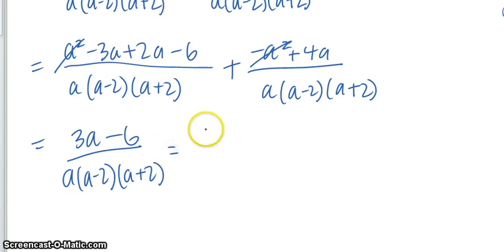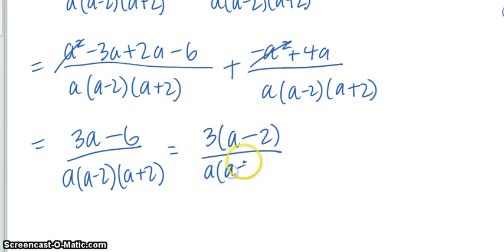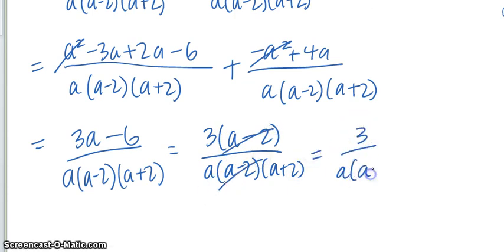So it has a GCF of 3, so I'm going to factor out the 3. So that's a minus 2, over a times a minus 2, a plus 2. And looky here, we can cancel that out. So we're left with 3 over a times a plus 2. And there you have it.